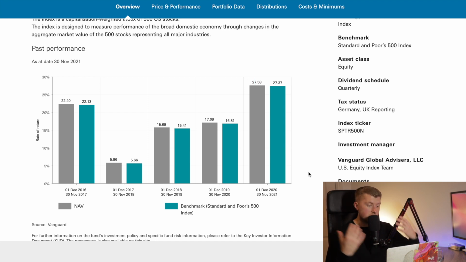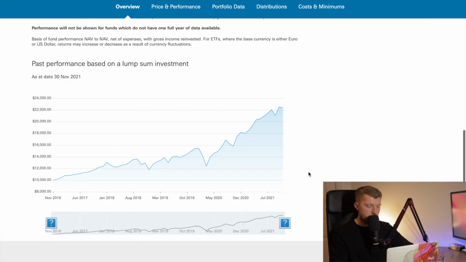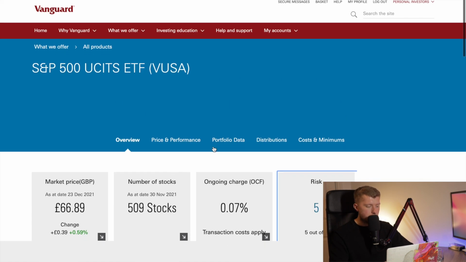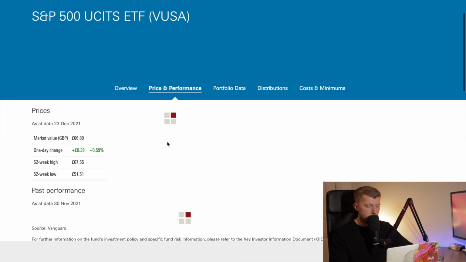So these returns are pretty phenomenal, and very much outstrip any kind of returns which you could get in interest in your bank account. And that's why I personally invest into the S&P 500 as a big chunk within my investment portfolio. And you can see how, if you just made a simple £10,000 lump sum investment in 2016, as of today, you would have more than doubled your money. So that's that at a very high level.